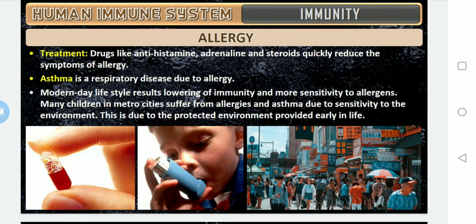Okay, so the people living in the village or whatever the natural environment, from the beginning stage only they must have had exposure to different types of allergens. Okay, so that they will have normal body resistance power against the allergies. But the problem is the children generally found in the cosmopolitan cities, they suffer from allergies and asthma due to hypersensitivity to the allergens or the pollutants present in the environment.